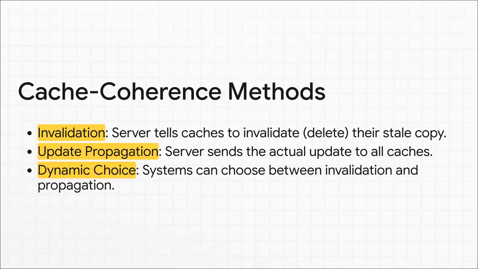Now, servers handle this in two main ways. The first is invalidation. The server simply tells your device, hey, that copy of the data you have is old. Just delete it. You'll have to fetch a new one next time. The other strategy is update propagation, where the server proactively pushes the new, updated data out to the cache. And the best choice always depends on this crucial balance. How often is the data being read versus how often does it change?